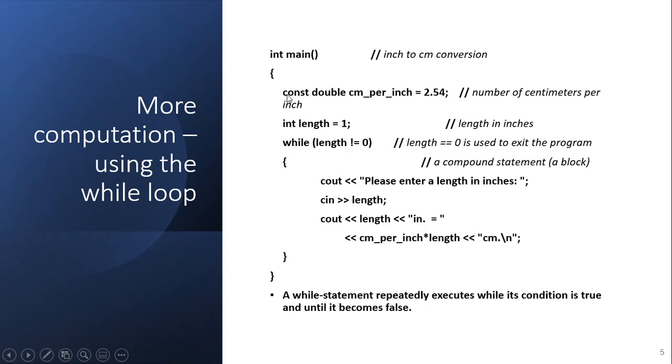Any variable that is supposed to retain a constant value, the value of which is not supposed to change, you can declare that variable constant. Okay. So this variable cm per inch has been declared as a constant. That means within this program you cannot change its value. You can only initialize its value. At the time of declaration you have to specify its value, and after that you cannot change its value.